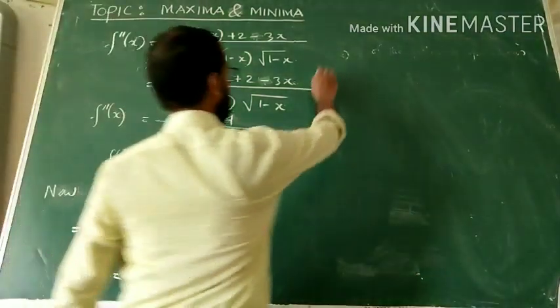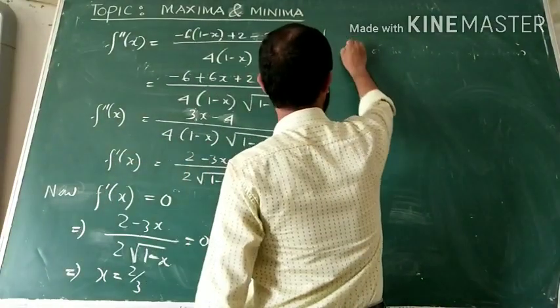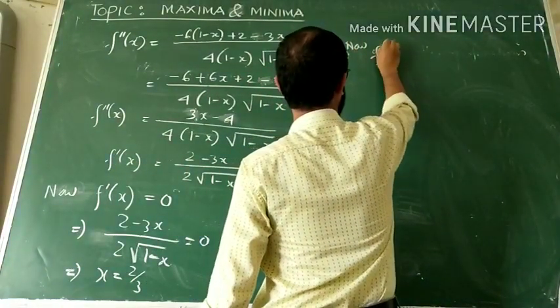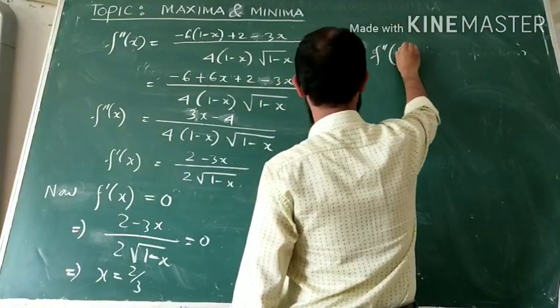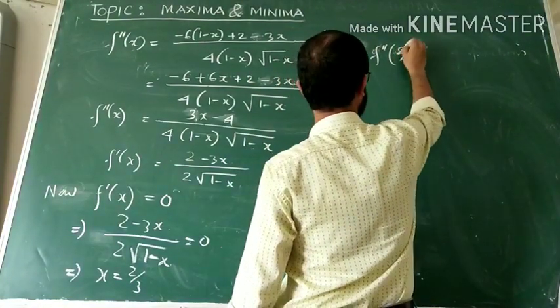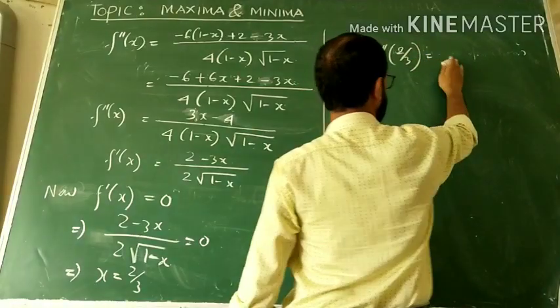Now test the second order derivative. Now f double dash at 2 by 3, no need to write it out. What will it be? Check the value.